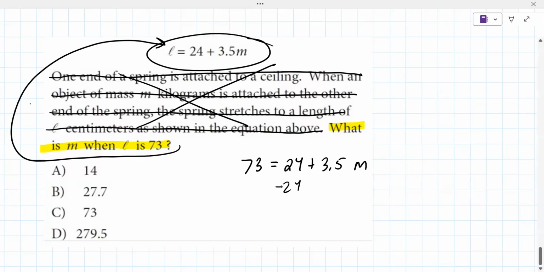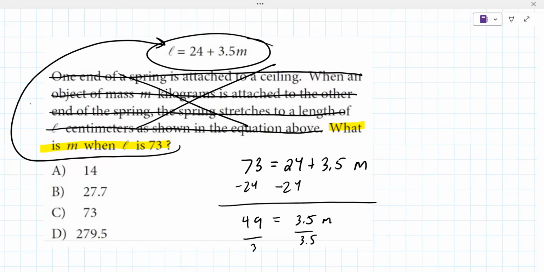So did you subtract 24 from both sides? Yeah. Good. And you probably got 49 equals 3.5m. And you divide by 3.5. So yes, m equals 14. Very good. All right. So let's look at another problem here.